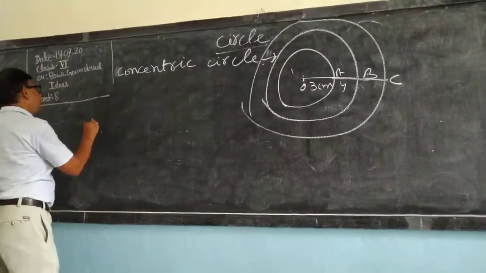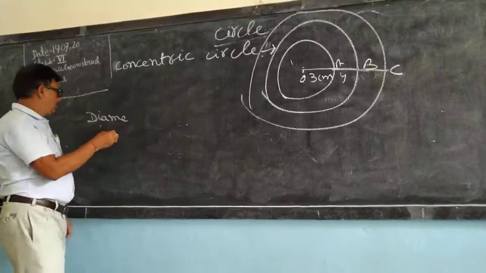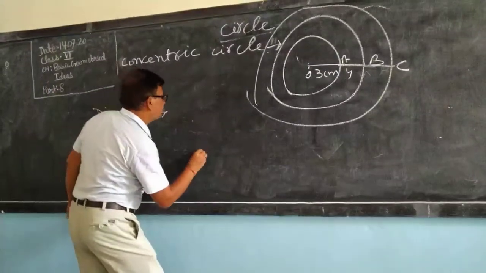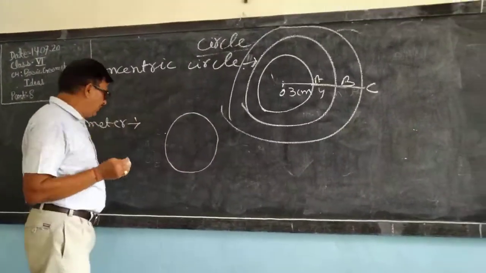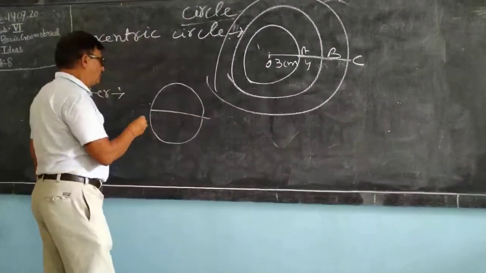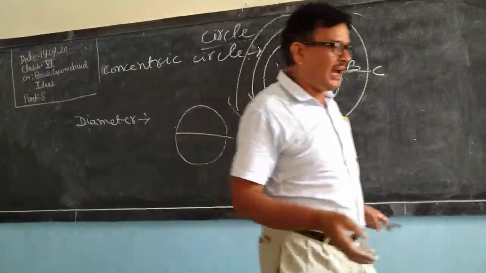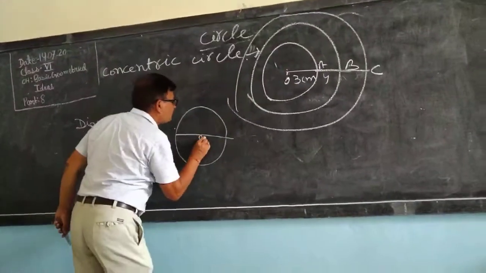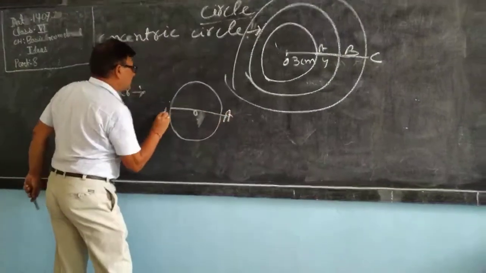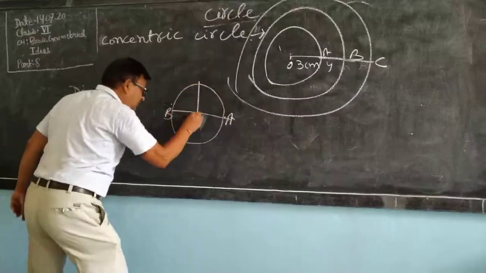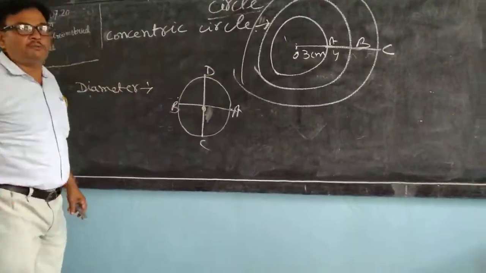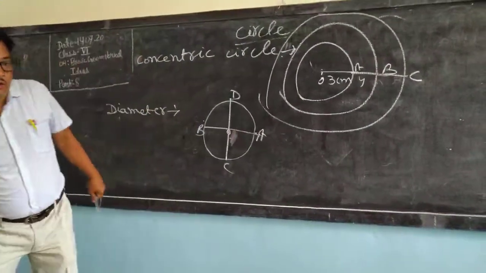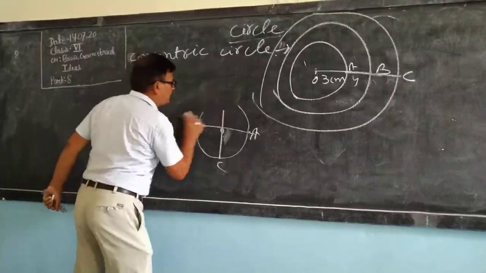Understood now? Diameter. What is diameter? The longest chord that passes through the center is called the diameter. O is the center. A and B. AB is called a diameter. CD is called a diameter. It means the longest chord which passes through the center is called the diameter. Clear?